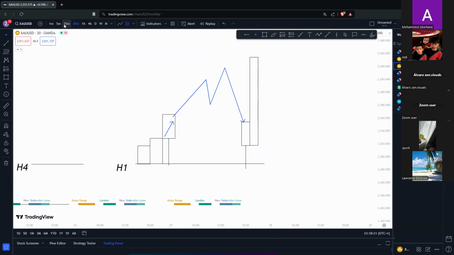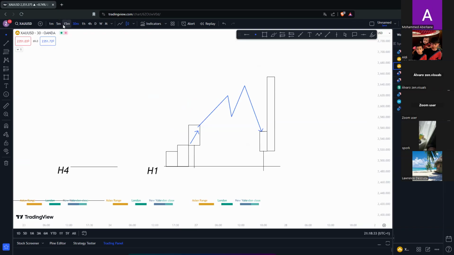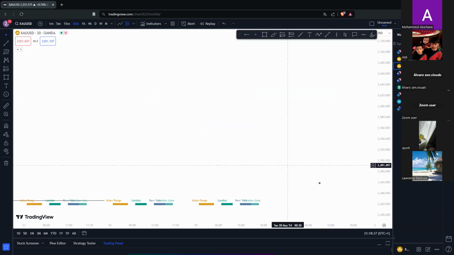By the way, you can also use this on M15, M5, but I personally did not try it enough there to give you a review about these time frames. So I never tried it. If you try it, then let me know. Okay, so yeah, do you guys have any questions?